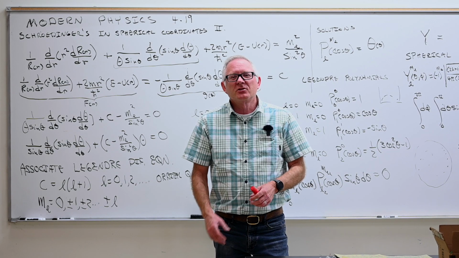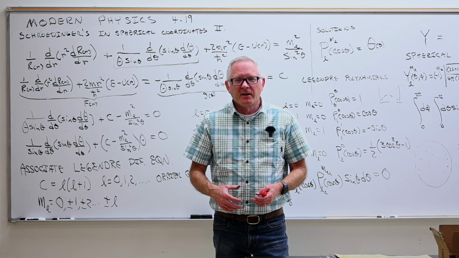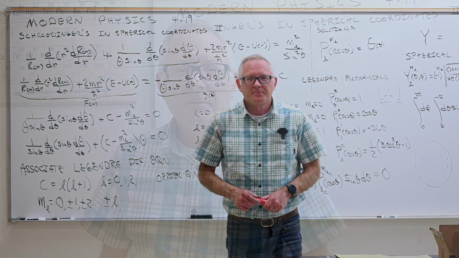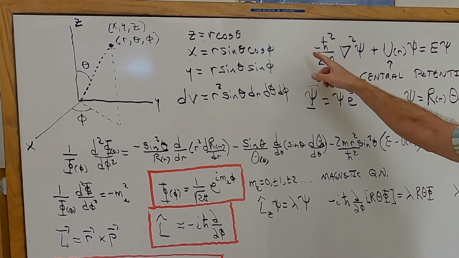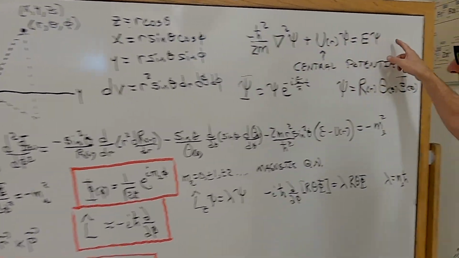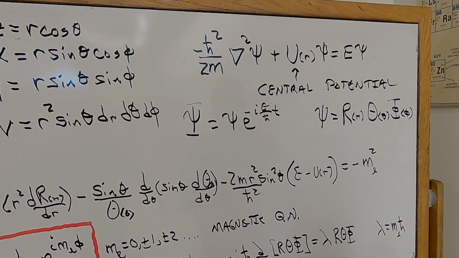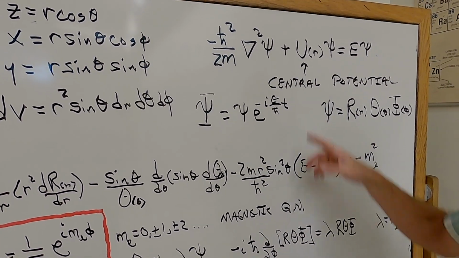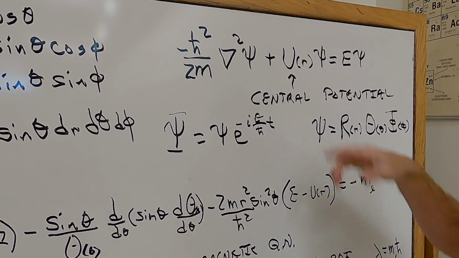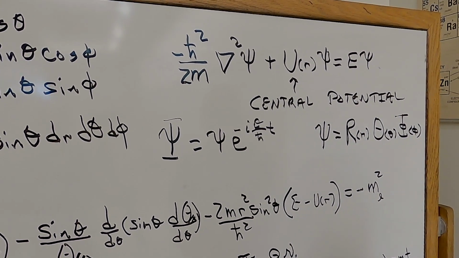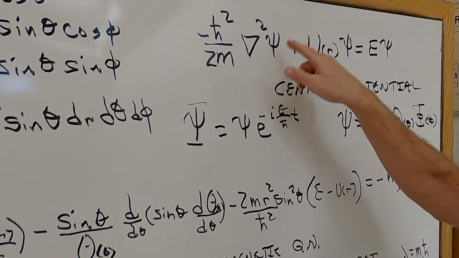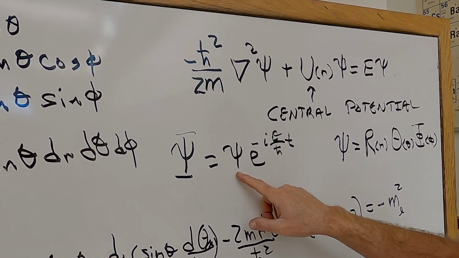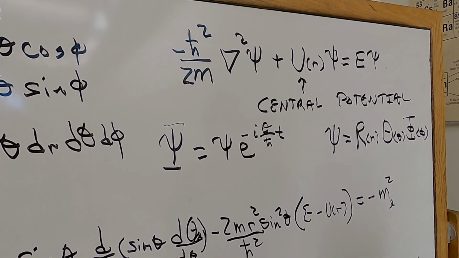So in this video, we're just going to continue with our Schrodinger equation in spherical coordinates. Just to remind you, we were in Schrodinger's equation in 3 dimensions. This is the time-independent equation. We did assume we're in a central potential, which means U is just a function of r, similar to gravity or the electric force. And just to remind you, big psi was this time-independent psi times e to the minus iE over h bar t.